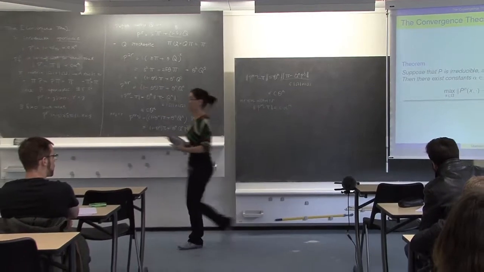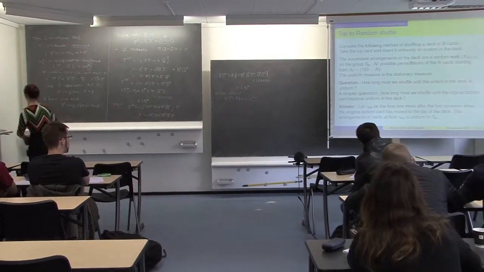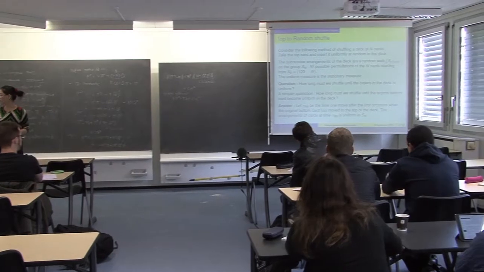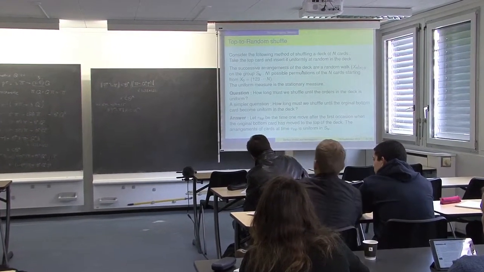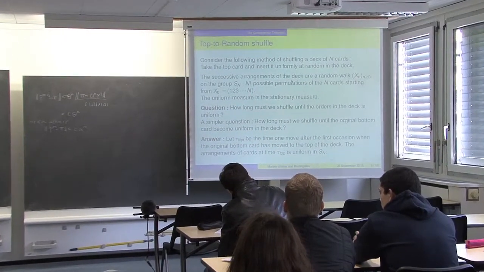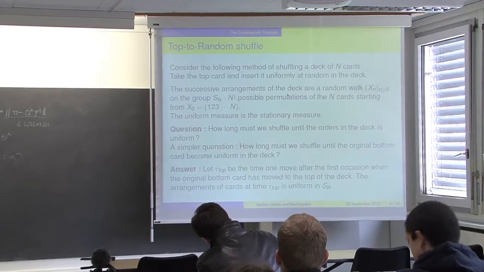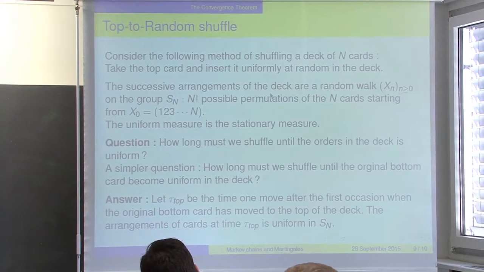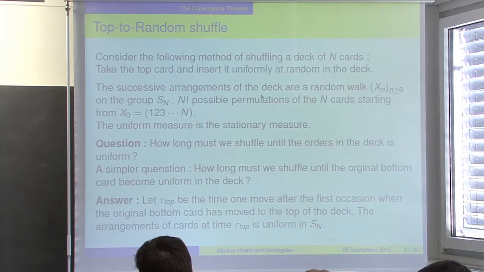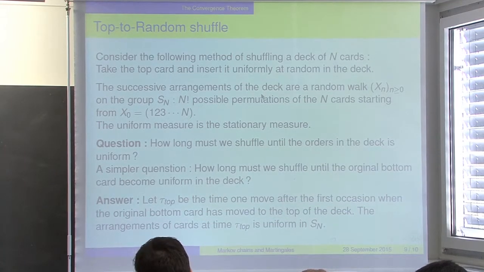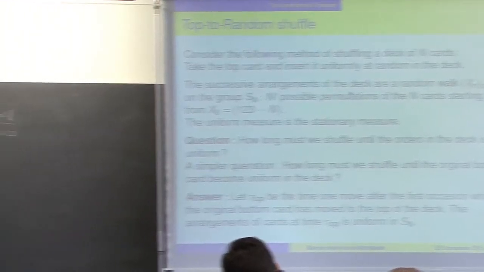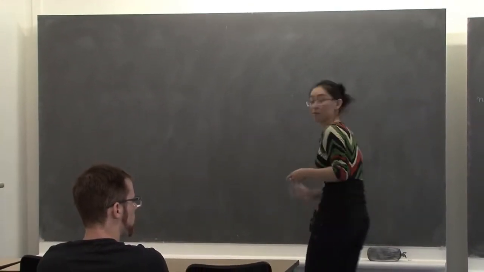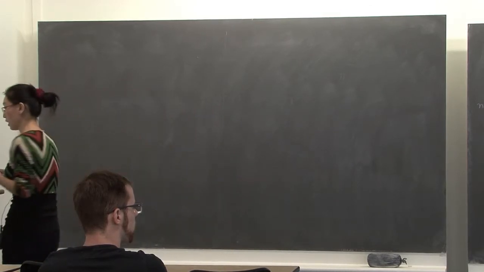Okay. And then finally, today, we will end today by a random model. This model is called top-to-random shuffle. In this model, we will first derive what is the stationary distribution and how fast the Markov chain converges to the stationary distribution. So top-to-random shuffle. Any question? Okay, top to random shuffle.